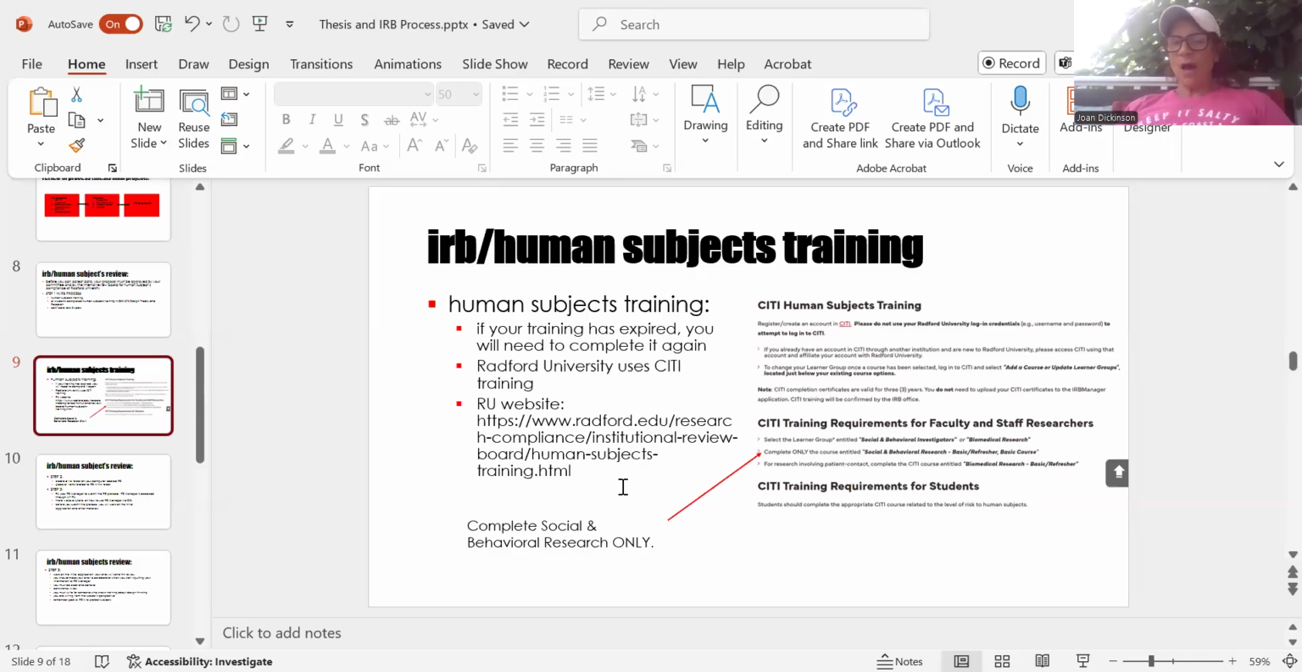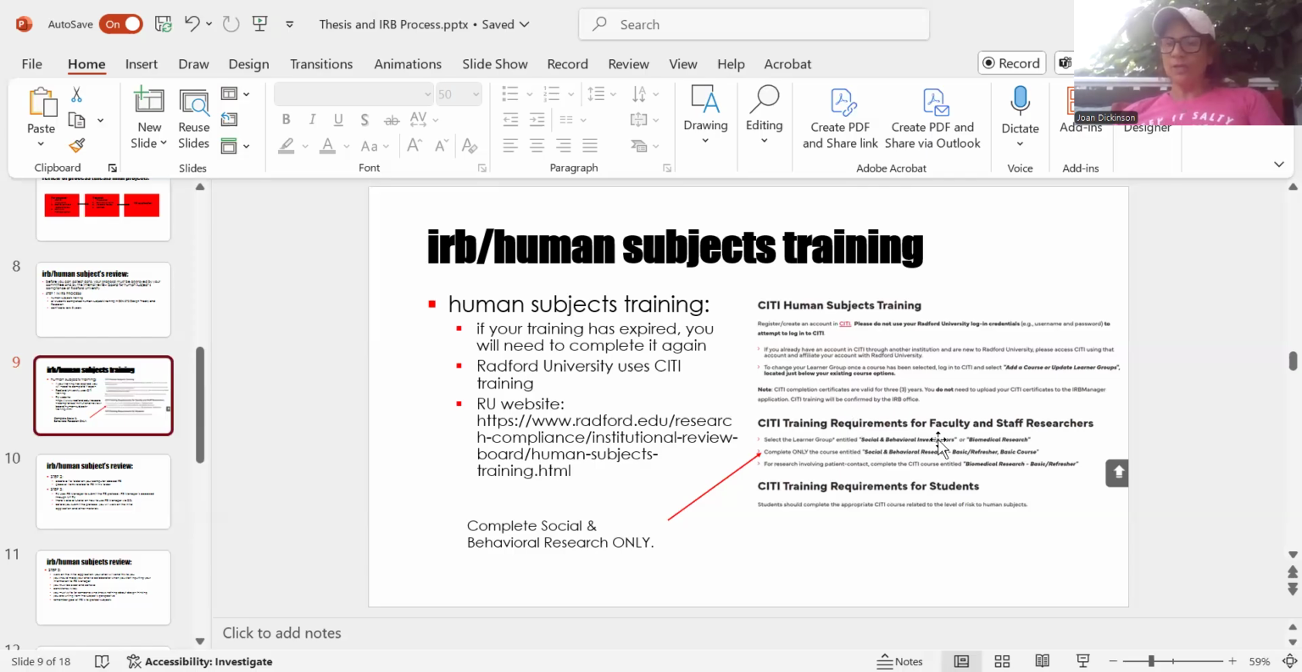And so if you go to the IRB website, you're going to see a link to human subjects training, and it will take you to the training requirements, and then it will take you to the CITI training that is necessary for you to complete. The training that you are interested in is the training requirements for faculty and staff researchers because you are a researcher, okay?